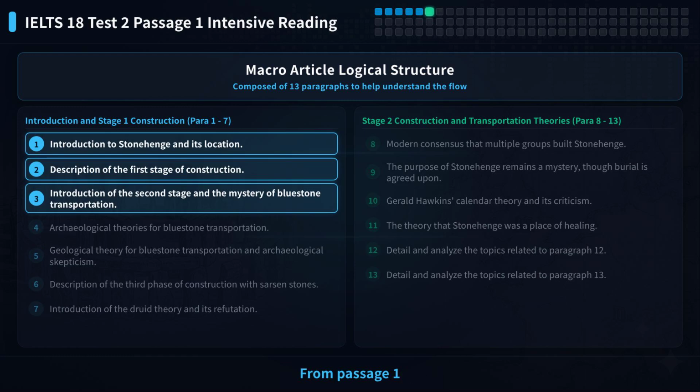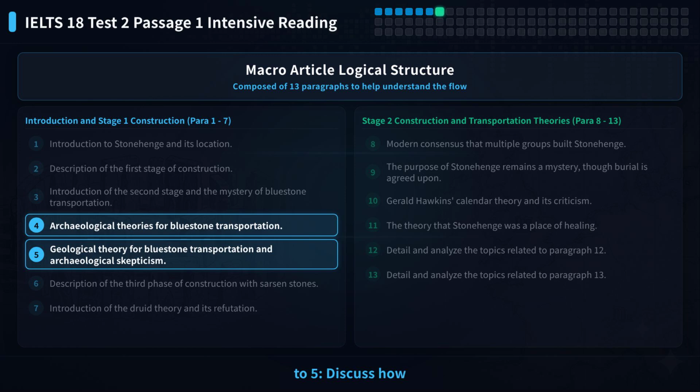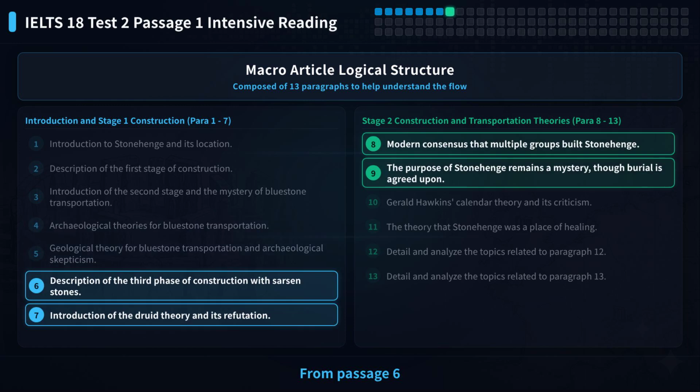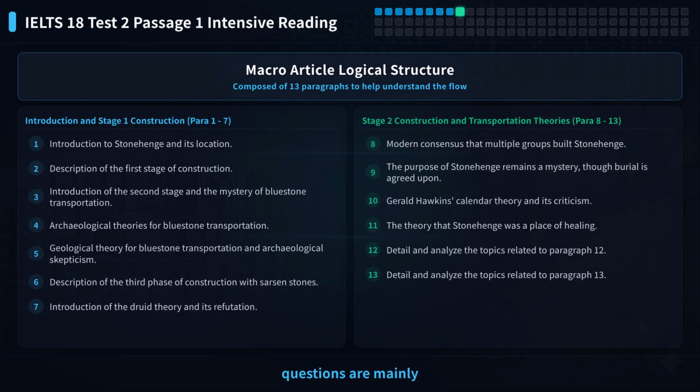From passage 1 to 3, introduce the construction stages and early history of Stonehenge. From passage 4 to 5, discuss how the stones were moved, including archaeology and geology theories. From passage 6 to 9, introduce the builders and the purpose of Stonehenge. Note completion questions are mainly in passages 1 to 5. True/false questions are in passages 6 to 9.